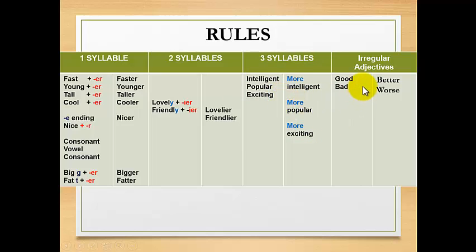Finally, we have irregular adjectives. These adjectives are exceptions because there is not a rule exactly for them. For example, we have the adjective good. If we want to change it to comparative, it changes completely to better. The same happens with bad. That changes for worse.